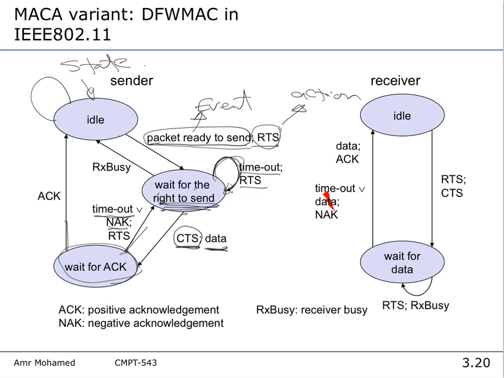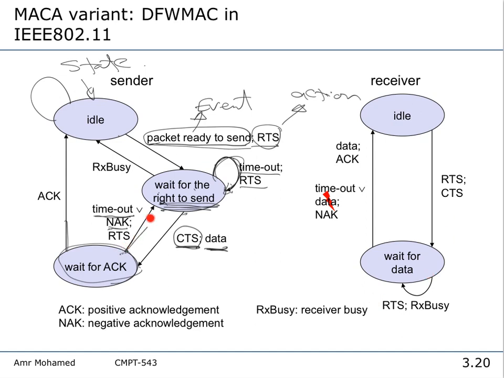After this, CTS should be sent by the receiver, no? Yes. There is no receiver in this. For the sender, CTS is an event, which comes from anywhere. So this is the state diagram or the finite state machine for the sender, because this is the one for the receiver.